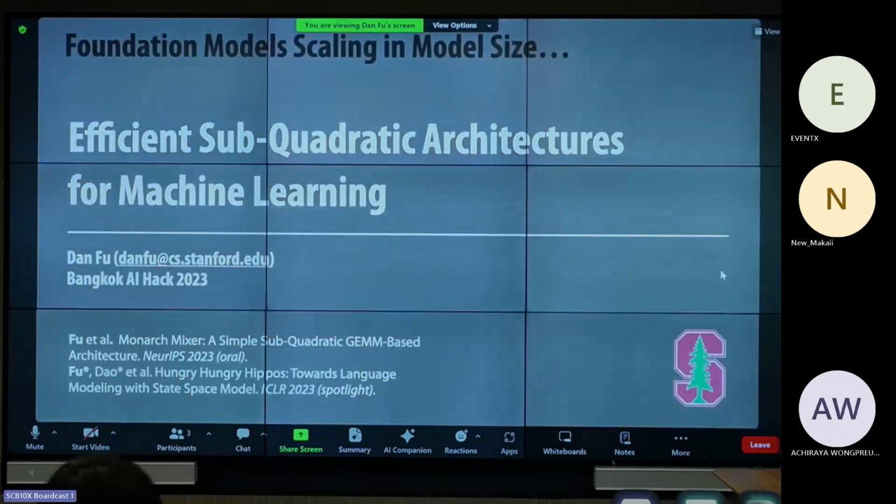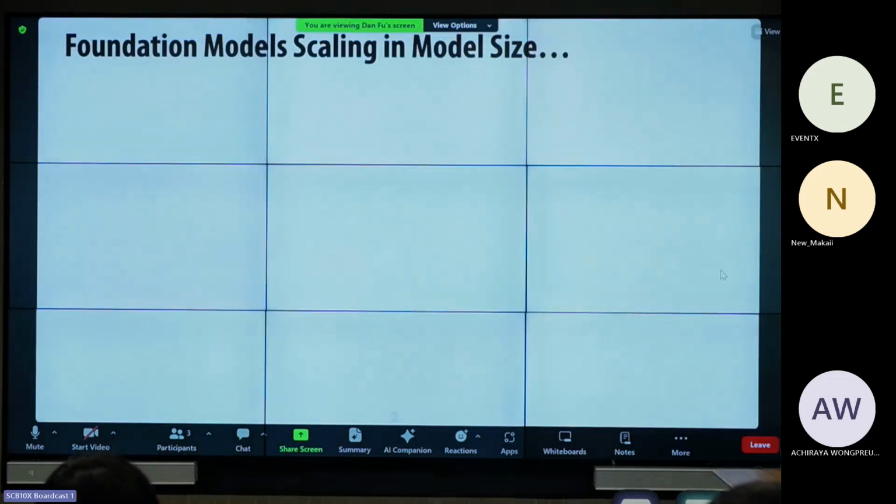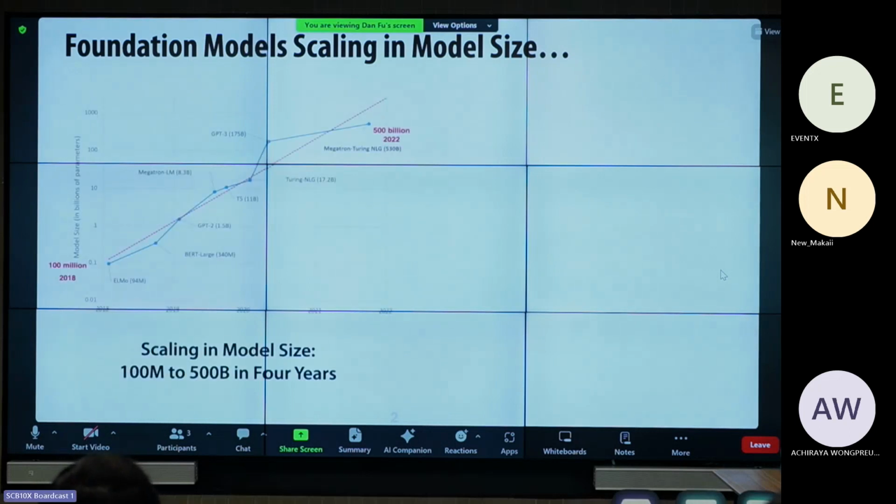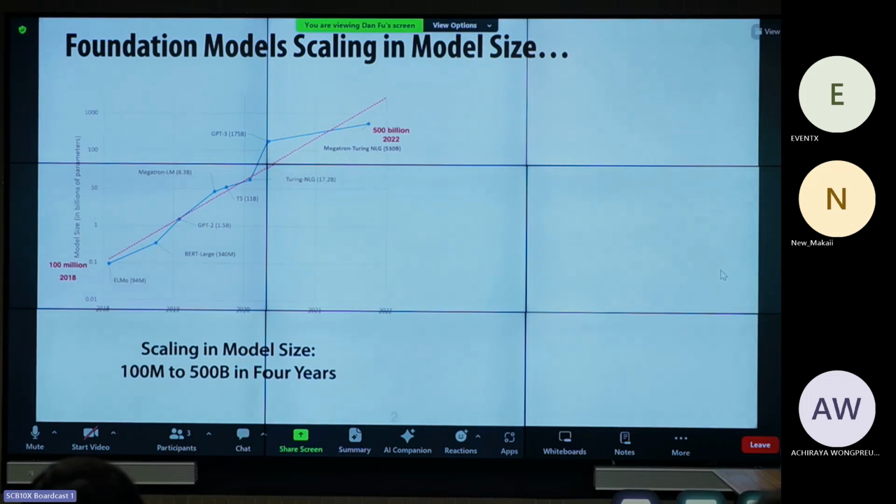Before we dive in, let's take a look at why we want to do this work, and what has been happening in machine learning over the past 3 years to motivate it. Over the past few years, we've seen some pretty crazy scaling of machine learning models. One big one is the crazy scaling in model size. Models have grown from 100 billion parameters to 500 billion parameters in just a few years.